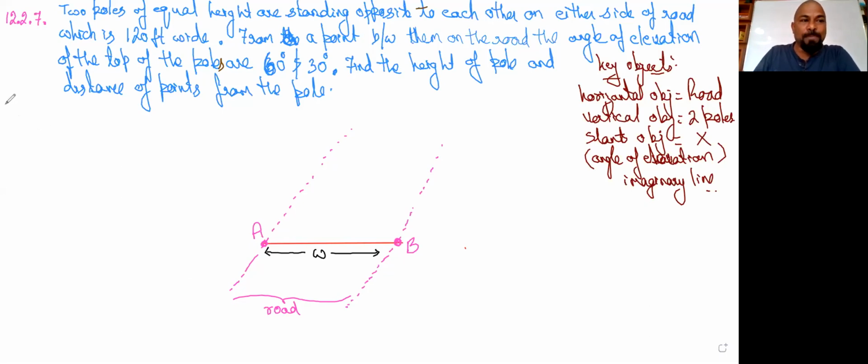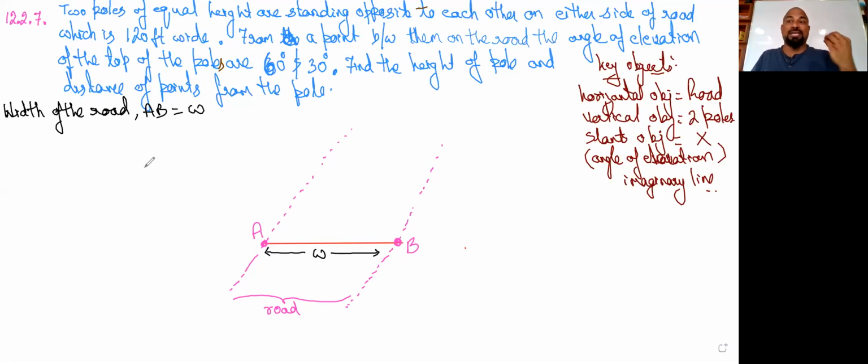Let's introduce the topic: the width of the road. We labeled it as AB, and as we don't know it, we are calling the width W. We labeled it with a small letter. Magnitude, we are taking it as W meters. Fine, that is the first point. First, I am done with the horizontal object.